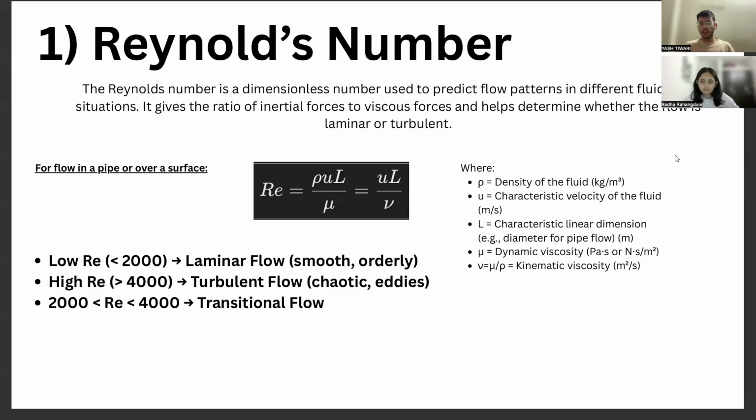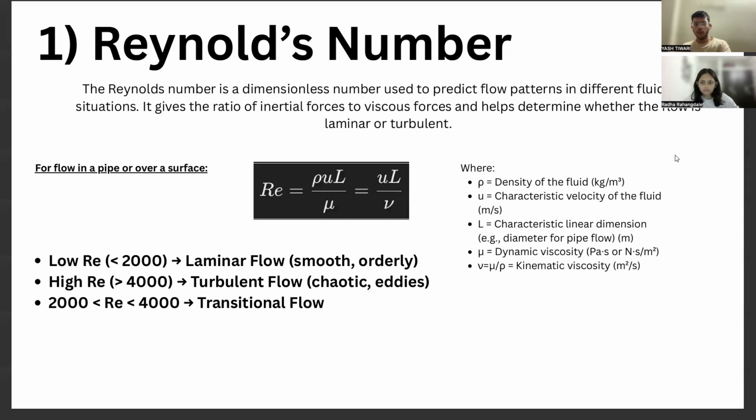Then we have mu, that is dynamic viscosity. We also define nu, which is mu upon rho, that is kinematic viscosity. In future, looking forward in the PPT, you're going to tackle this nu, that is mu upon rho, or you can say kinematic viscosity.